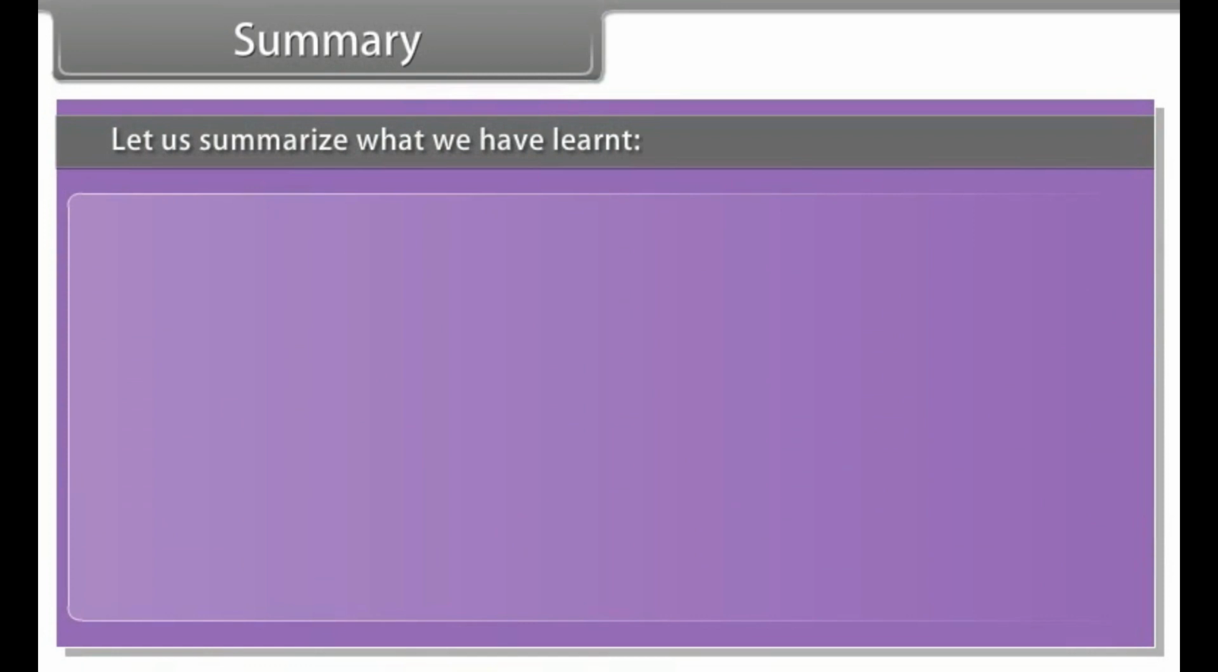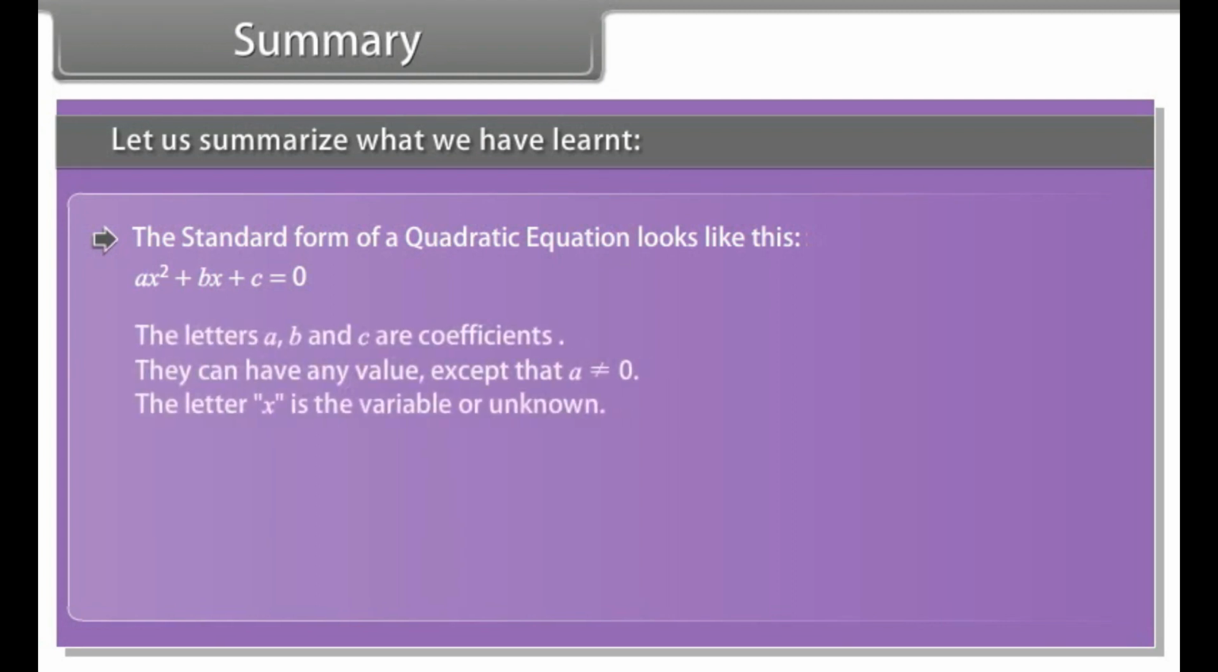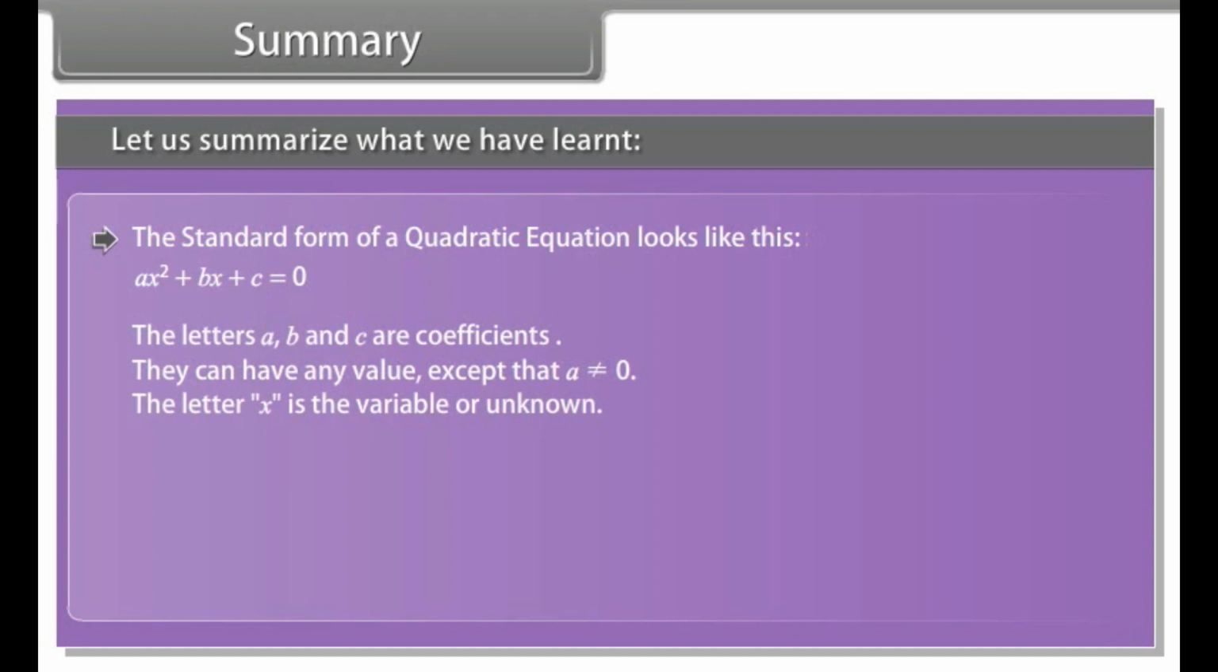Summary. Let us summarize what we have learned. The standard form of a quadratic equation looks like this: ax square plus bx plus c is equal to 0. The letters a, b and c are coefficients. They can have any value except that a can't be 0. The letter x is the variable or unknown. The quadratic equation has two roots.